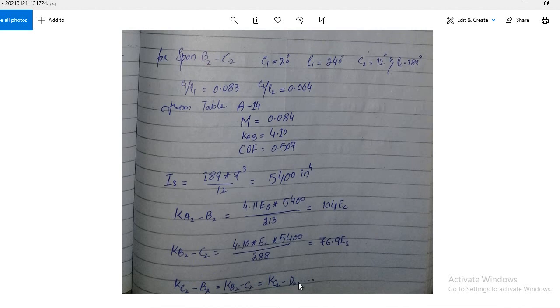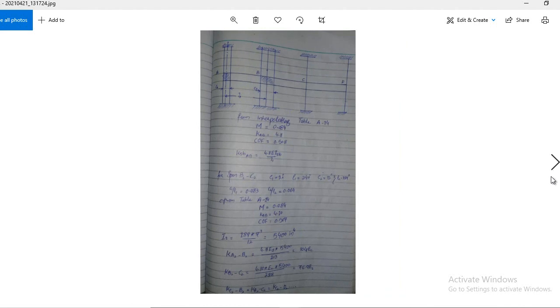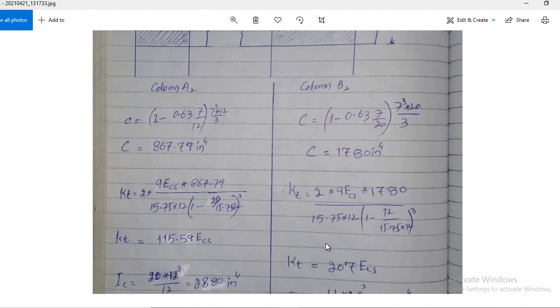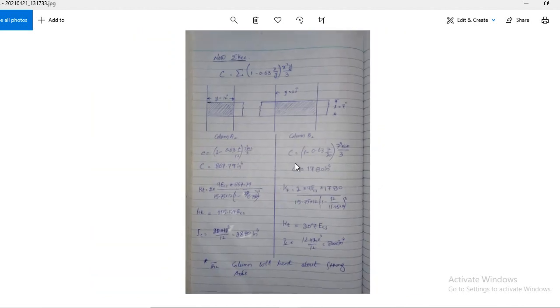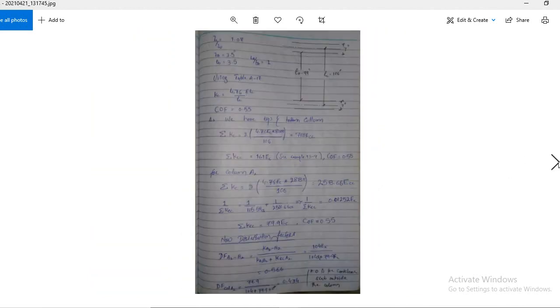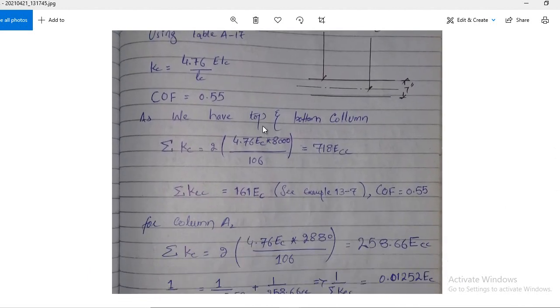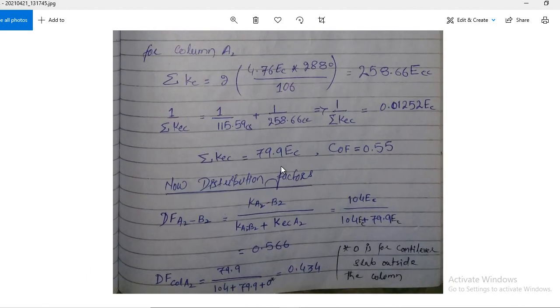Clear? Now, the next step is you have to calculate your C value. I already explained this in lecture number 2. Clear? So I'm not going to explain it. Similarly, these steps I already explained in lecture number 2. So I'm not going to explain.